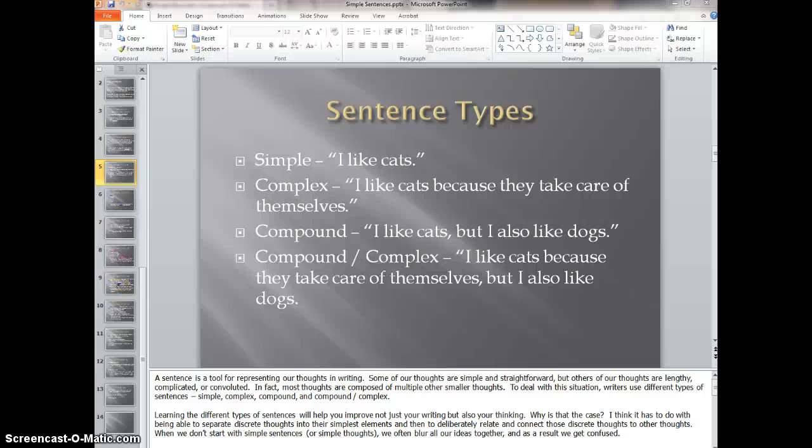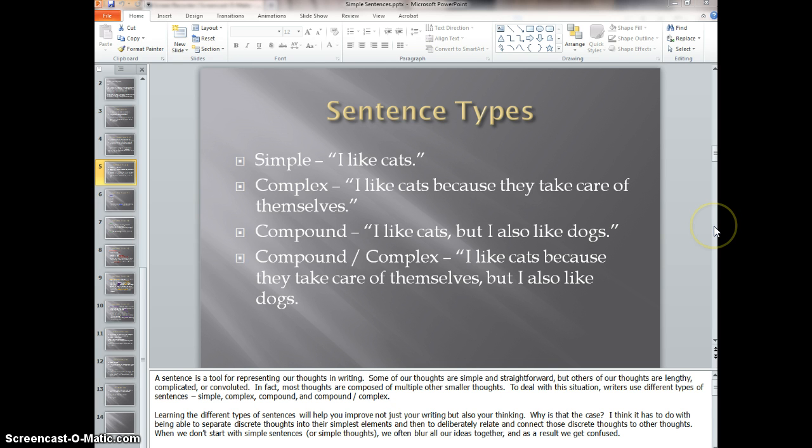This is a brief video on sentence types, and it should give you a sense of how to use simple sentences mainly, but I'm also going to talk briefly about what complex and compound sentences are. So follow along, and this should help you through your homework for tonight.